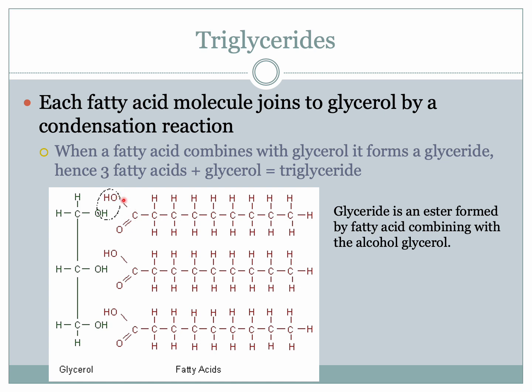And then part of the acid, that OH on the acid, and the hydrogen from the alcohol, are going to form a water molecule, hence why it's called a condensation reaction. So this gives us a total of 3 water molecules. A glyceride is an ester formed by a fatty acid combining with the alcohol glycerol, and when they're bonded together, you're going to have that ester bond.